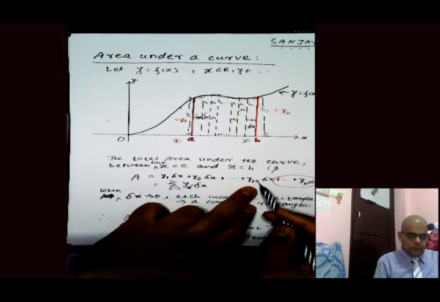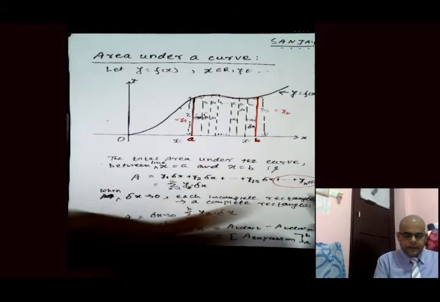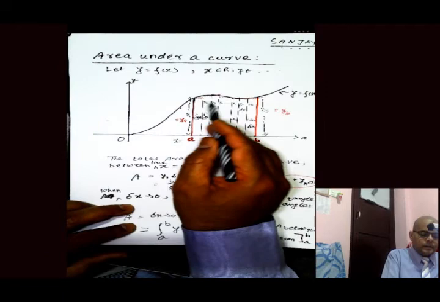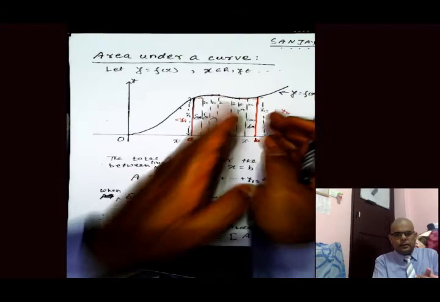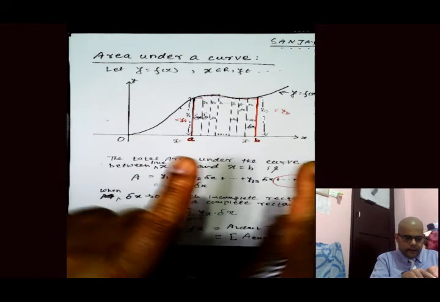And in general, if you have drawn n rectangles, you can write y_n dx. So that is supposed to give the area of these total rectangles. But what happens when you take delta x tends to 0? That means as delta x tends to 0, you can consider a very large number of rectangles over there. That means when delta x is narrowed down, then what happens?